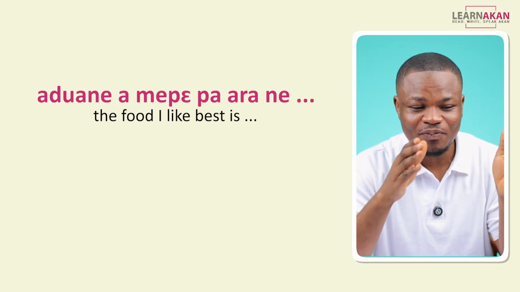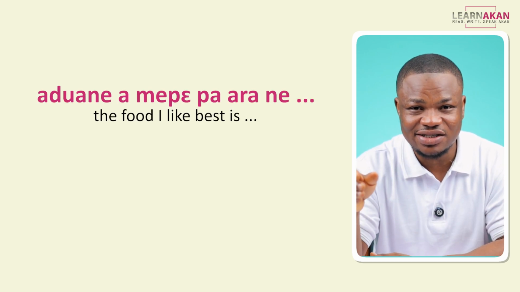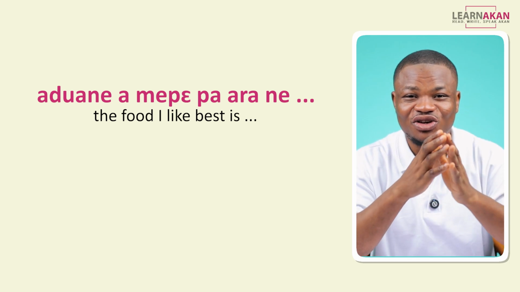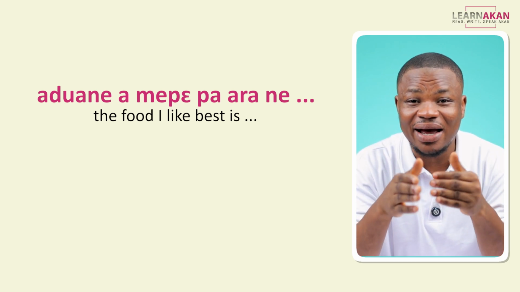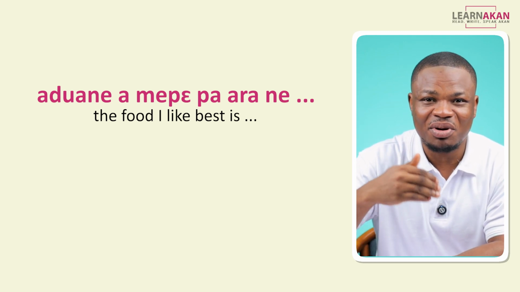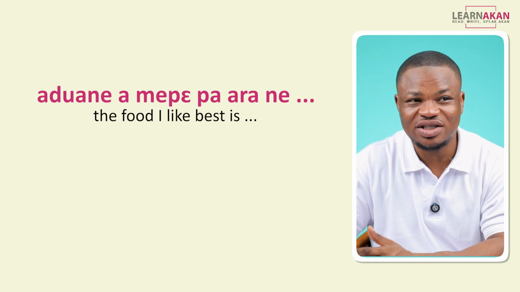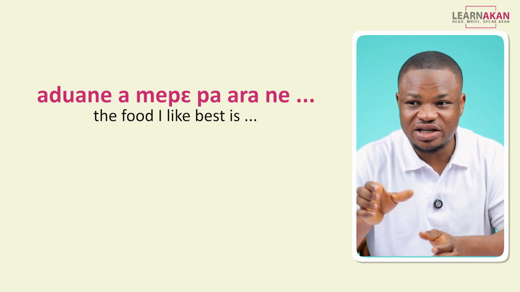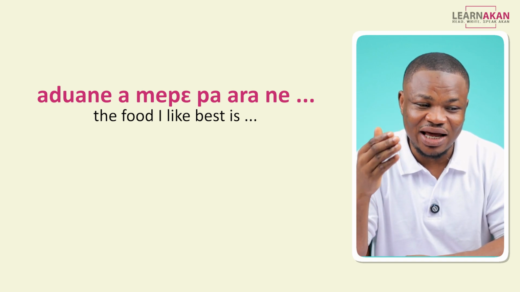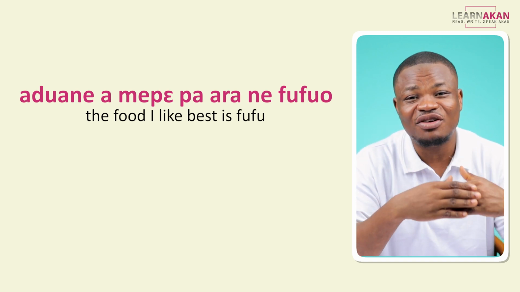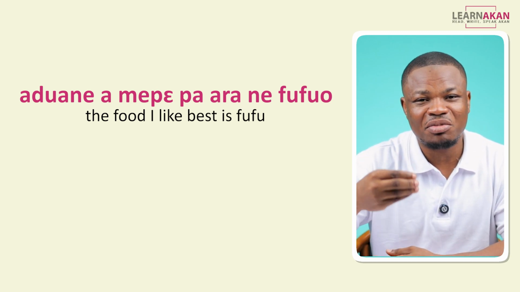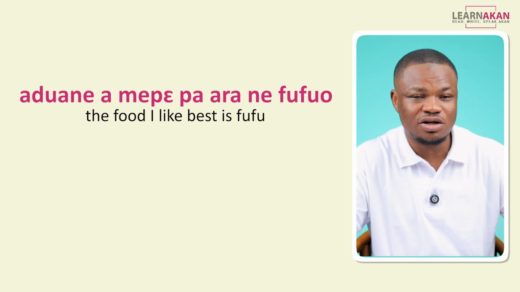So if you want to say the food I like best is dot dot dot, which we have learned in previous lessons, you would say aduane a mepɛ paa ne dot dot dot. Whatever the food that you like best, you just replace this with that. So if you like fufu best, you would say aduane a mepɛ paa ne fufu. You can even add the soup to it.